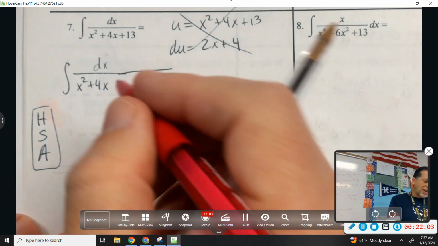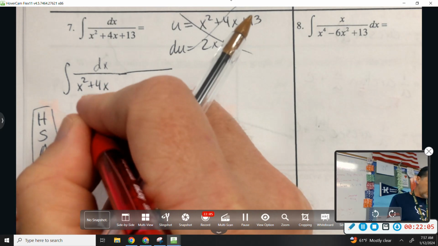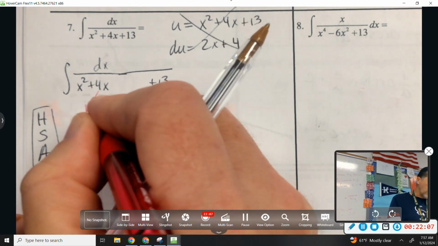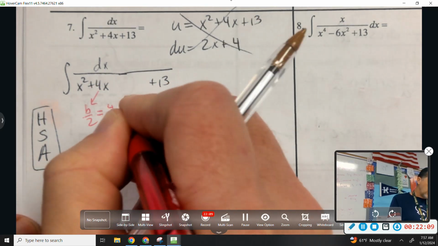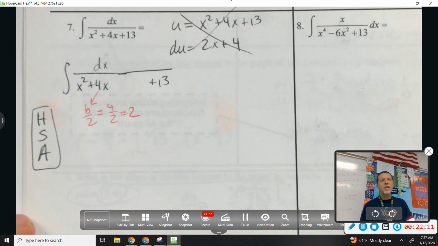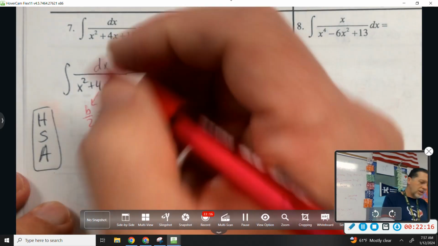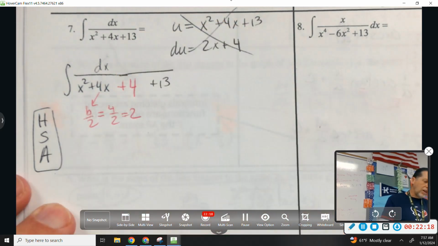Half of b. So b over 2, b is 4, is 2. If I square it, I get 4. So I'm going to put a plus 4 there.